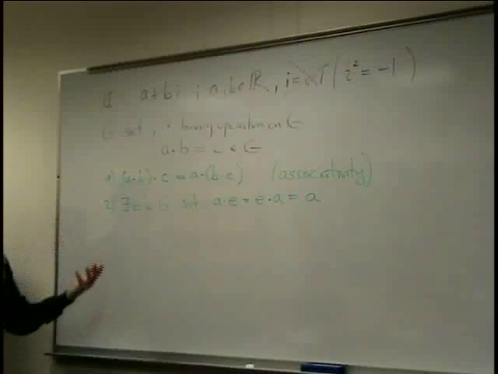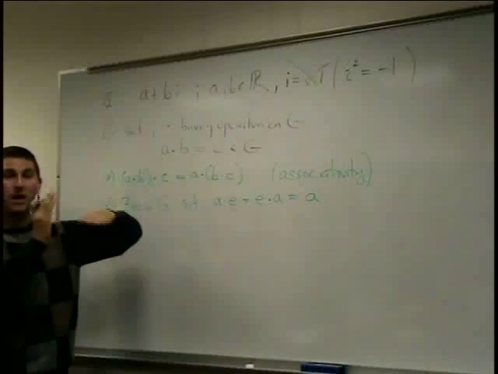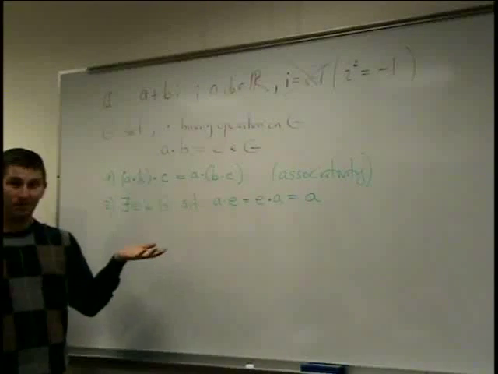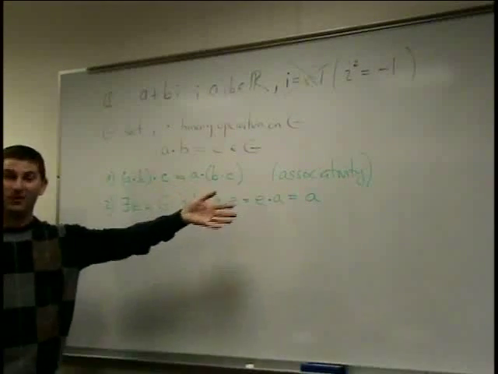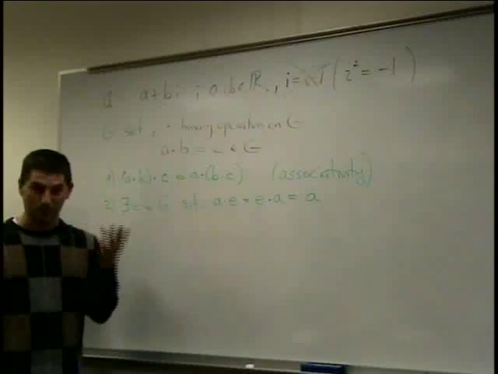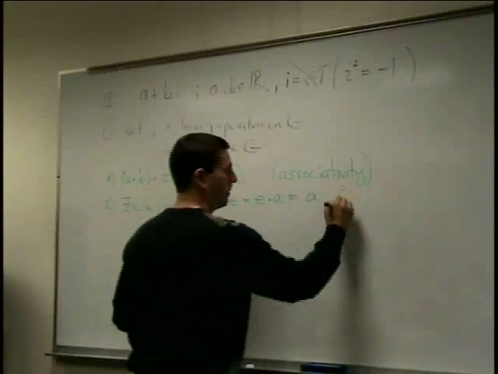So if you were working in the integers, and our binary operation was addition, what would our E be? 0. It would be 0, right? Because anything plus 0 is anything. What if we were under multiplication? It would be 1. So this is called the identity property.